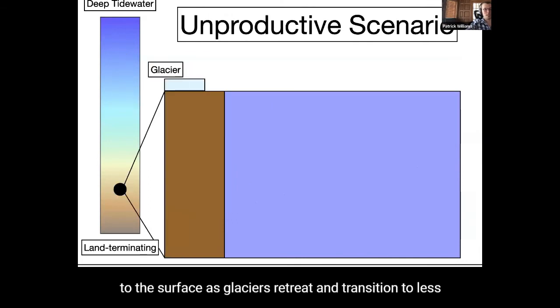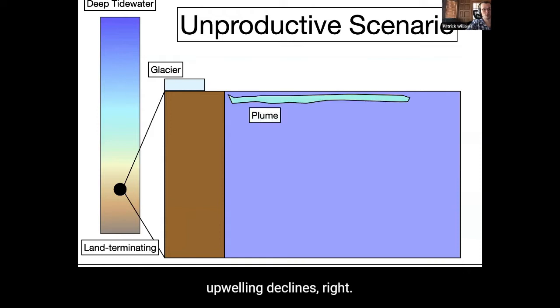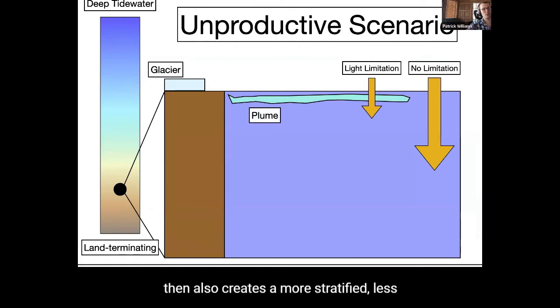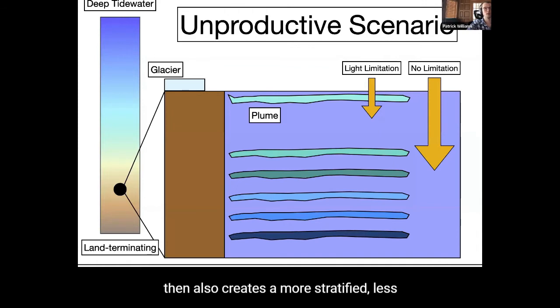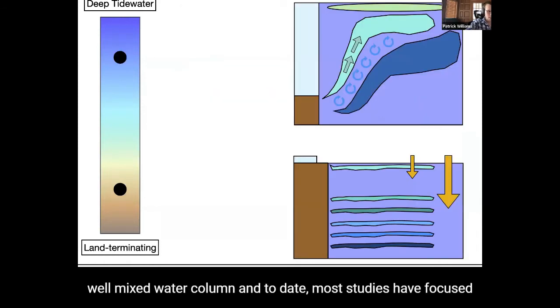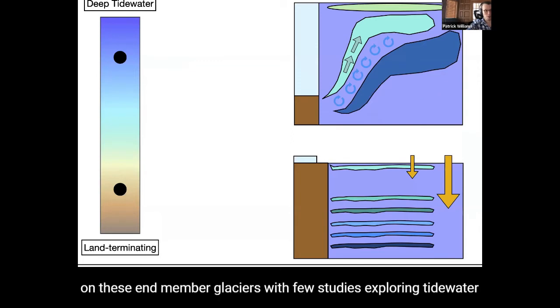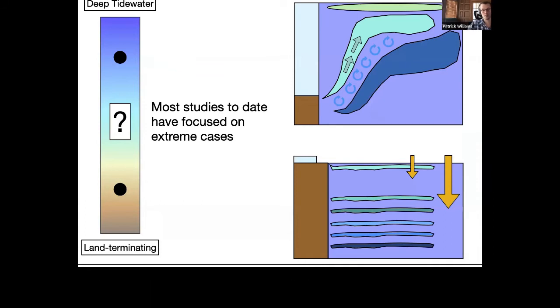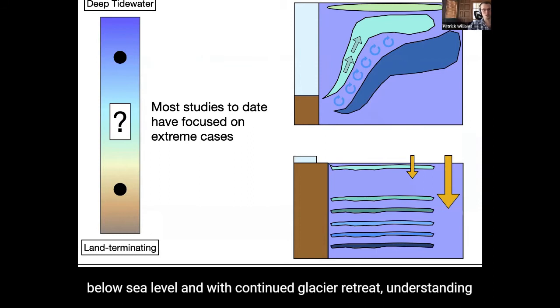As glaciers retreat and transition to less productive land terminating glaciers, the strength of this upwelling declines, right? So turbid meltwater is released directly at the surface, which limits light penetration through the water column, and then also creates a more stratified, less well-mixed water column. And to date, most studies have focused on these end-member glaciers, with a few studies exploring tidewater glaciers discharging at depths really less than 100 meters below sea level. And with continued glacier retreat, understanding these intermediate systems is super important.